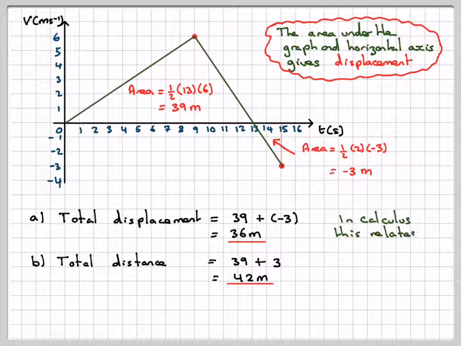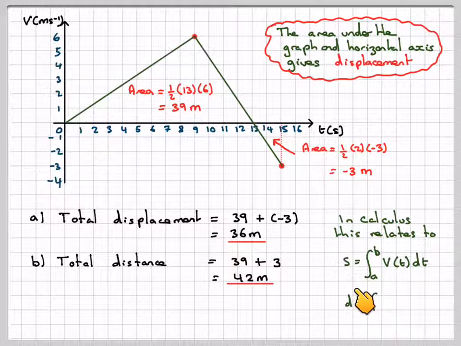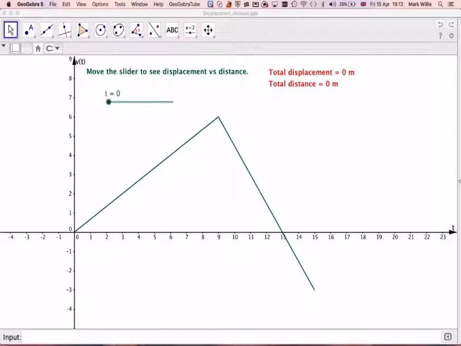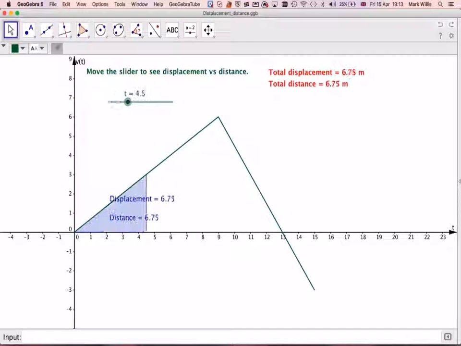So in calculus, this relates to the displacement being the integral between a and b of v(t) dt, and the distance will be the integral between a and b of the absolute value of v(t) dt. Now we can see this quite clearly in this applet here, which is underneath this video. If I move t, you can see here the distance and the displacement are exactly the same.